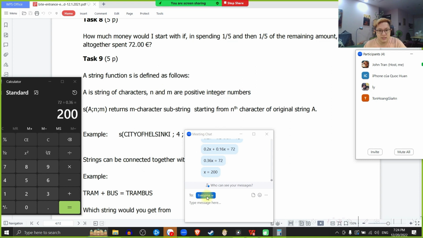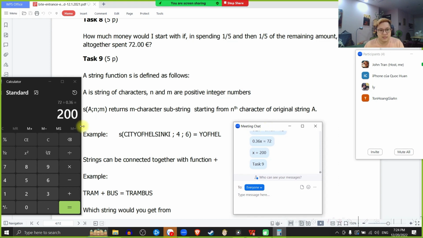Ok, và câu số 9 thì sao? Task 9. Một cái hàm chuỗi được định nghĩa như theo sau. A string function s is defined as follow. A is string of characters. Nếu mà cái A nó là những chuỗi những cái ký tự. N and M are positive integer numbers. So what is it? Positive integer numbers. Nó là những số integer là số nguyên. Những số nguyên là nguyên dương nha.